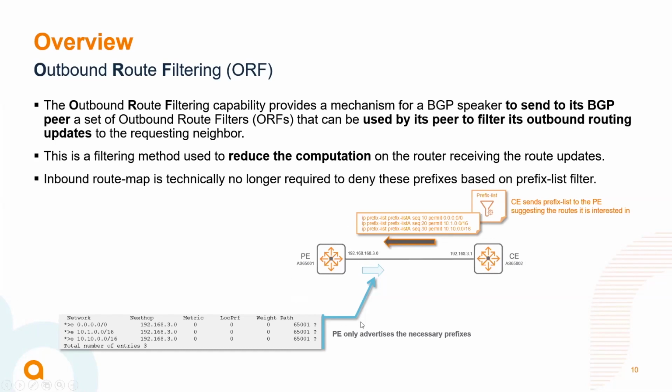So here in the drawing, you see that the CE has a prefix list configured on it. The CE will send that list to the PE through a specific BGP message that we are going to see later. And then the PE receiving that list will advertise back only the necessary prefixes to the CE.